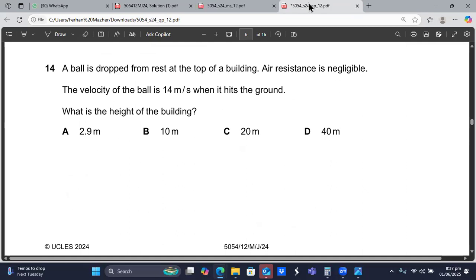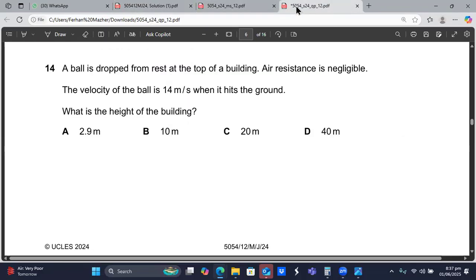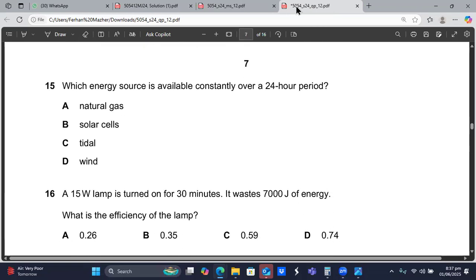So it's a very simple concept that when there is no air resistance, whatever was the gravitational potential energy on the top, it will be equals to the kinetic energy when the ball is about to hit the ground. The loss in the gravitational potential energy is equals to the gain in the kinetic energy. And we don't need mass because both these quantities will have mass and the mass will be cancelled out. And this is how this is done. I hope you understand. Question number 14, B is the right option, sir. Next question coming up on your screen.